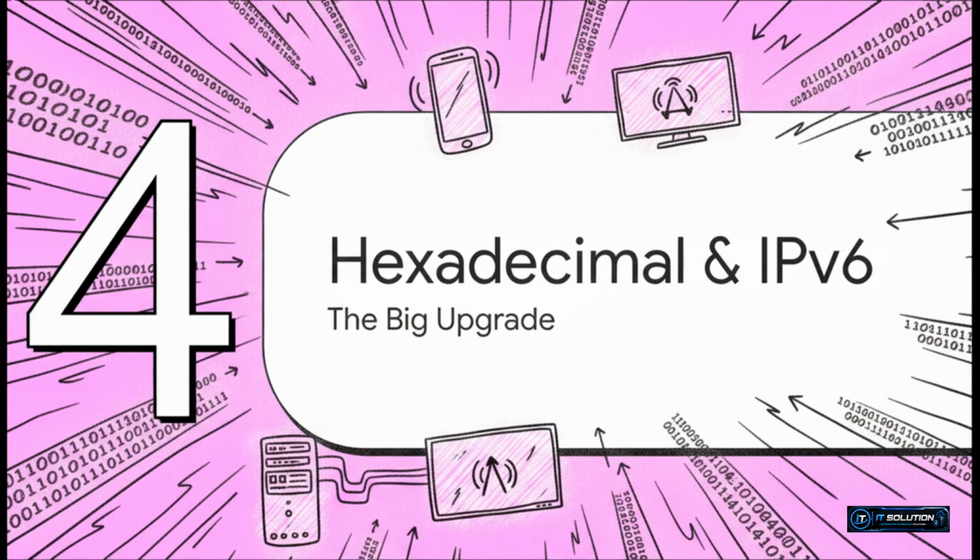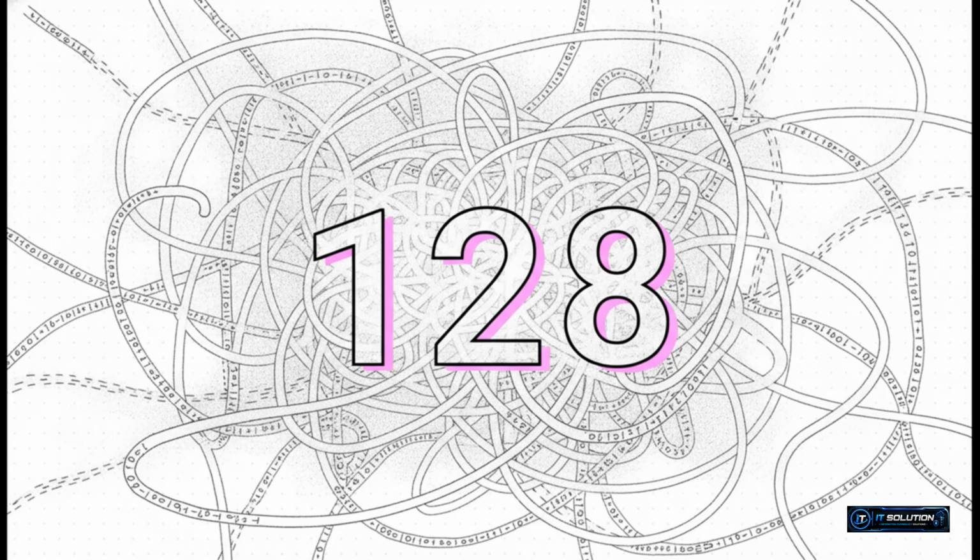Let's shift gears a bit. Section 4, hexadecimal and IPv6. The big upgrade. Now, as brilliant as IPv4 is, our network growth absolutely exploded over the last few decades. We simply ran out of 32-bit IPv4 address space. So the massive upgrade is IPv6, and the magic number here is 128. IPv6 addresses are a staggering 128 bits long.